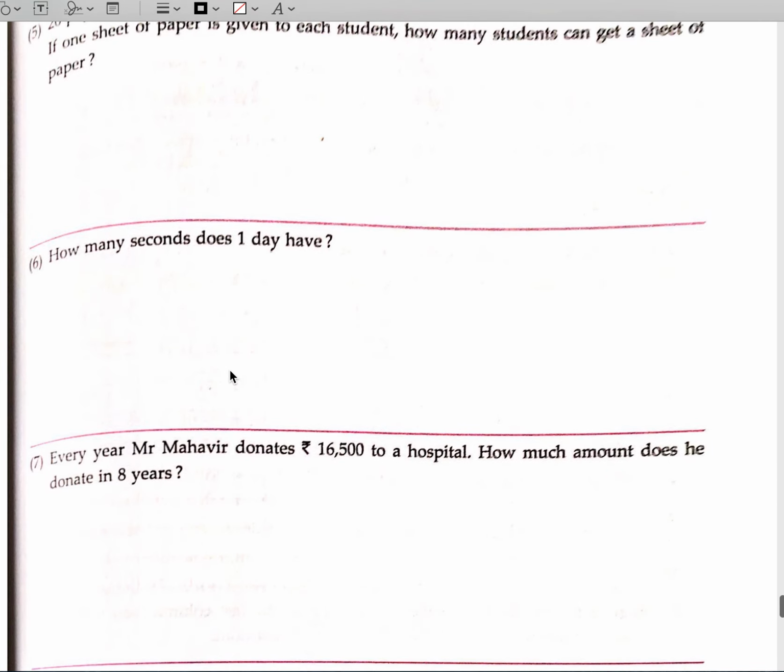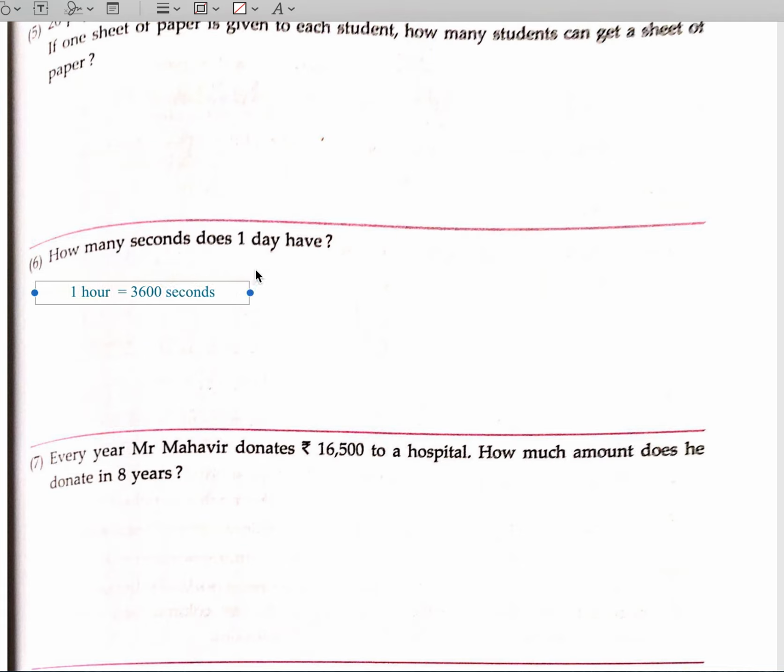Now let's do the sixth sum, which is how many seconds does one day have? So our first statement would be how many seconds does 1 hour have? 1 hour has 3600 seconds. We know this because 1 minute has 60 seconds and 60 minutes make 1 hour. So we simply have to do 60 into 60. So that gives us how many seconds 1 hour has.